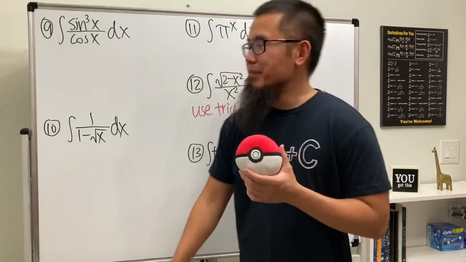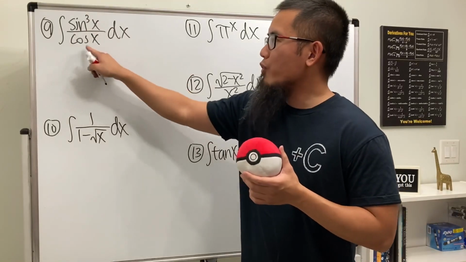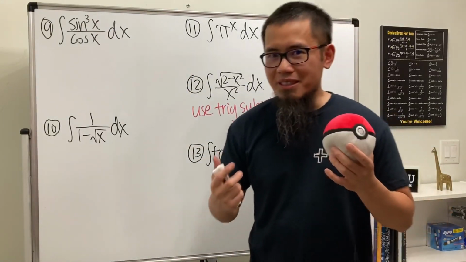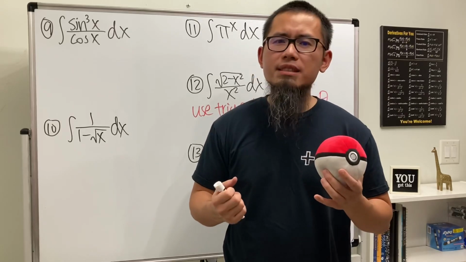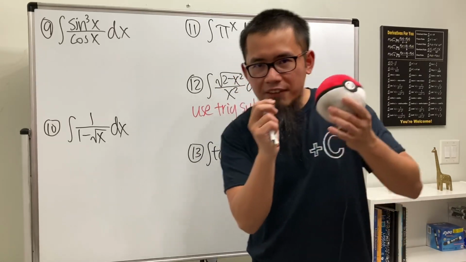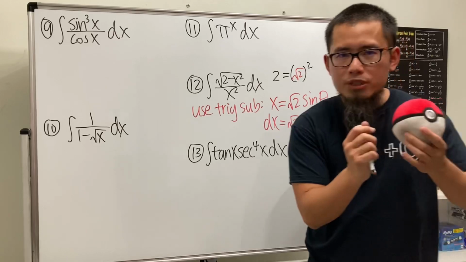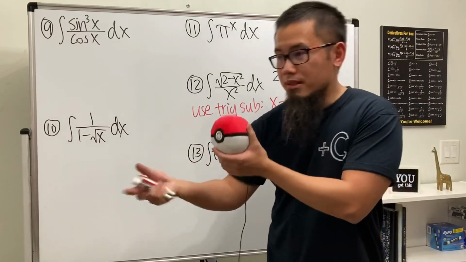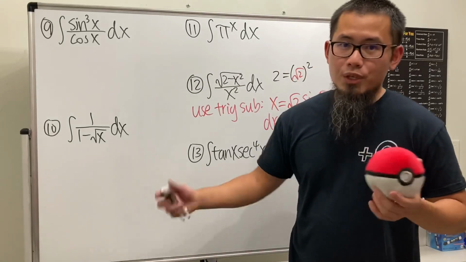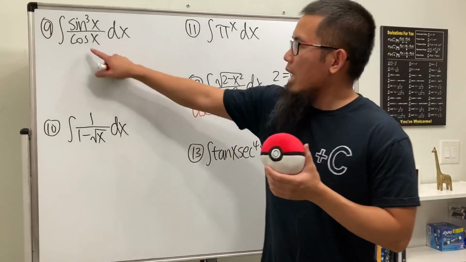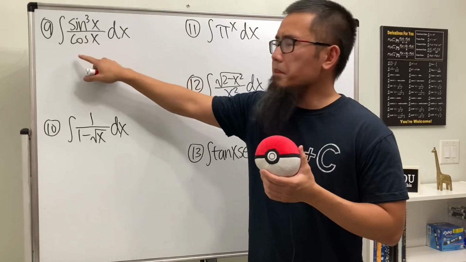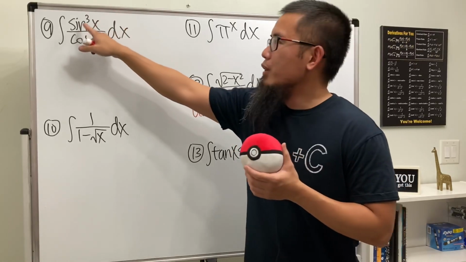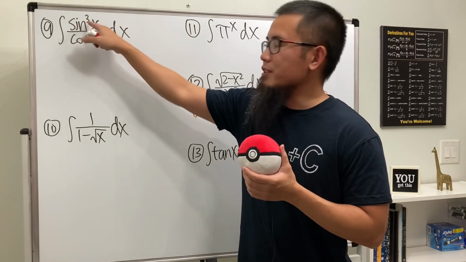Let's do number 9, because we have sine to the third power over cosine. So this is the classic integral of sine and cosine, right? If we can have a sine factor on the side, or maybe a cosine factor on the side, and change everything else to the other one, then we can just do u sub. We have cosine x on the bottom, so it is a good idea to break down the sine to the third power.